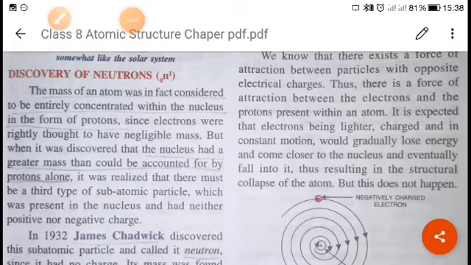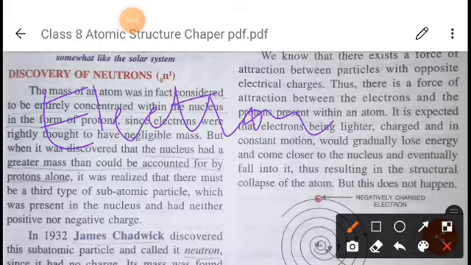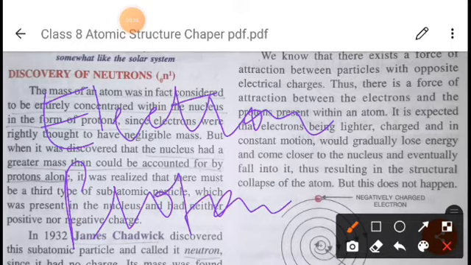As you have seen in the last class, we discussed the Rutherford atomic model and its drawback. From the Rutherford atomic model and the J.J. Thomson atomic model, we have seen that an atom contains electrons and protons. From the J.J. Thomson experiment and the Rutherford atomic model, we came to know that an atom contains electrons and protons.